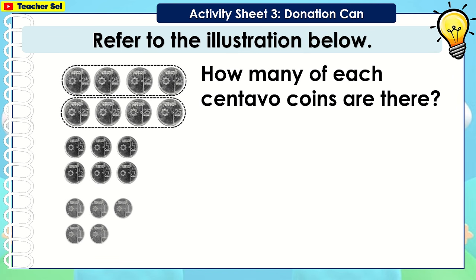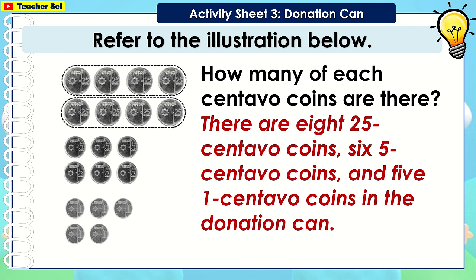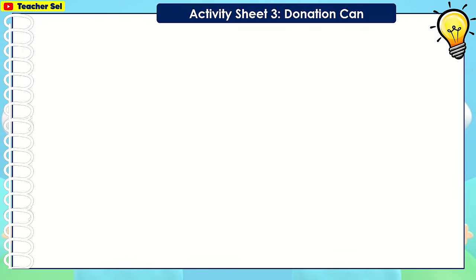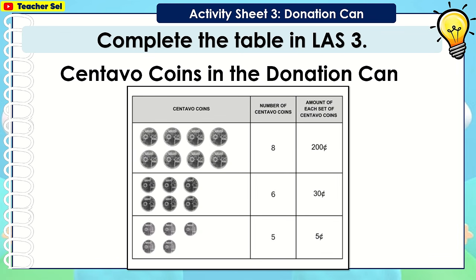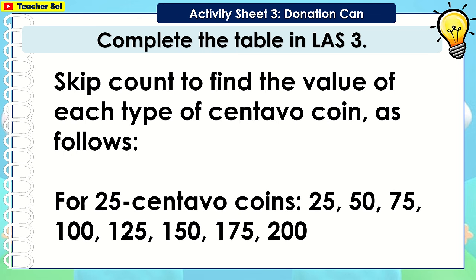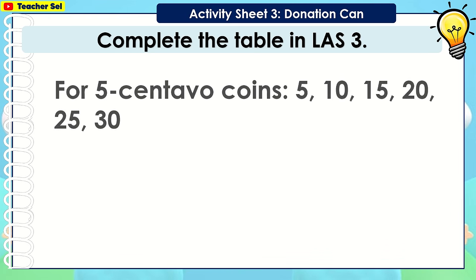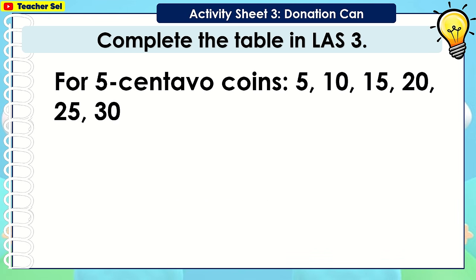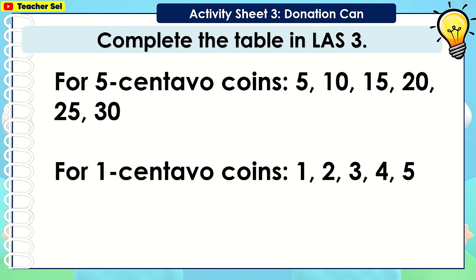How many of each centavo coin are there? There are 8 25-centavo coins, 6 5-centavo coins, and 5 1-centavo coins in the donation can. Complete the table for the centavo coins in the donation can. Skip count to find the value of each type of centavo coin as follows. For 25 centavo coins, for 5 centavo coins, for 1 centavo coins.